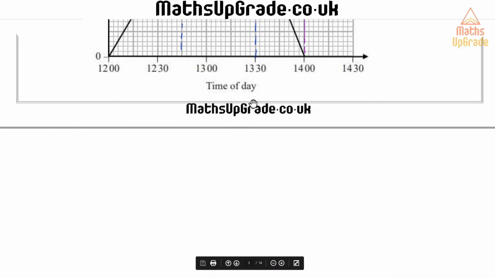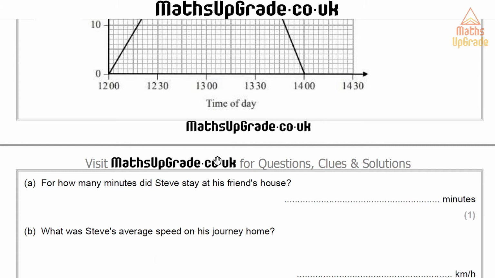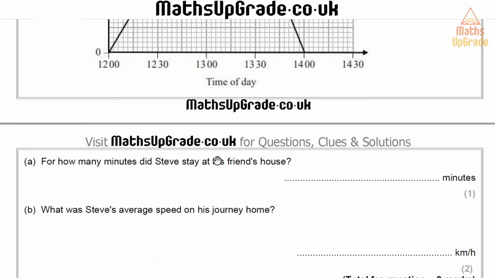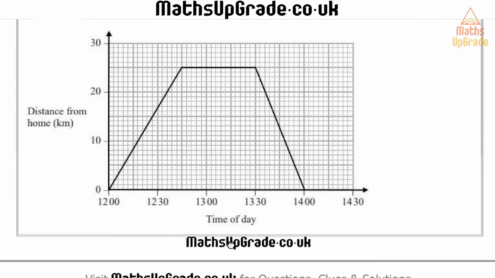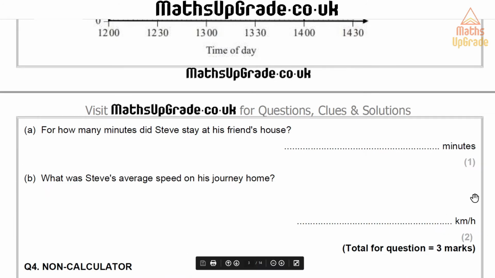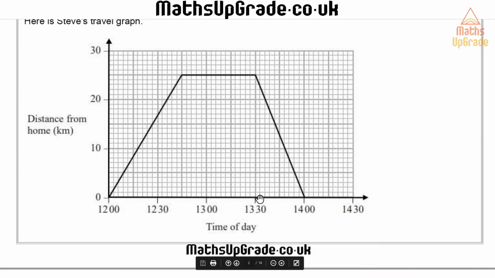The next part of the question states, what was Steve's average speed on his journey home? The average speed on his journey home. Well, to find the speed, you need to do the distance divided by the time. The distance divided by time. Okay, and it wants it in kilometers per hour. So we need to turn this time into hours. The distance is straightforward. The distance is 25 kilometers, but the time is half an hour.